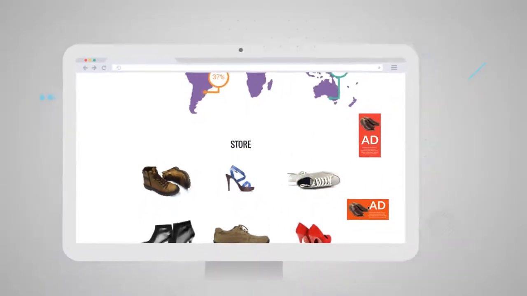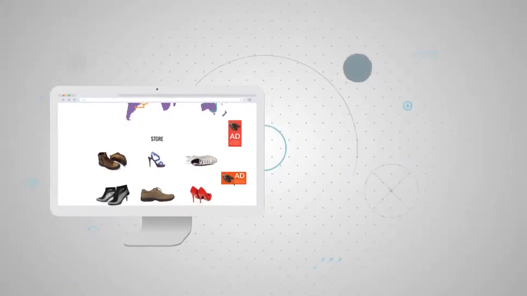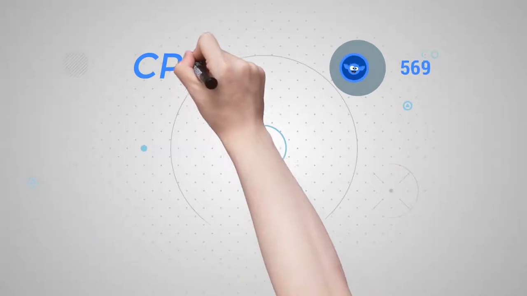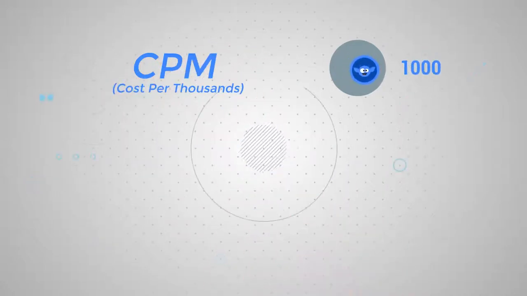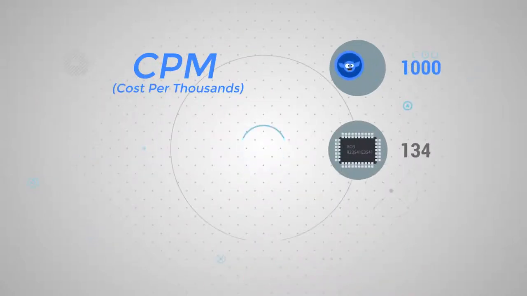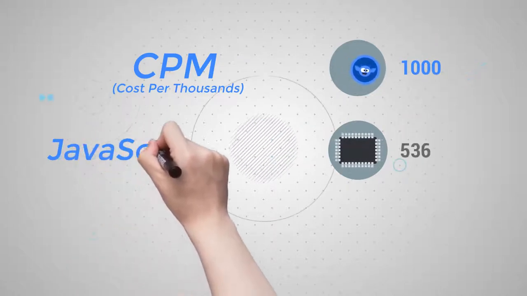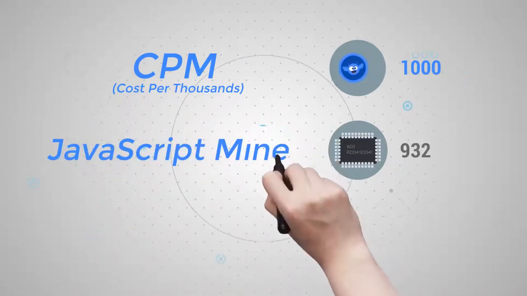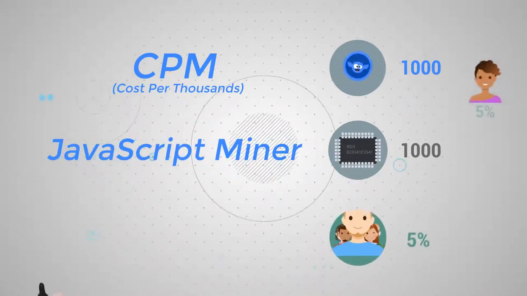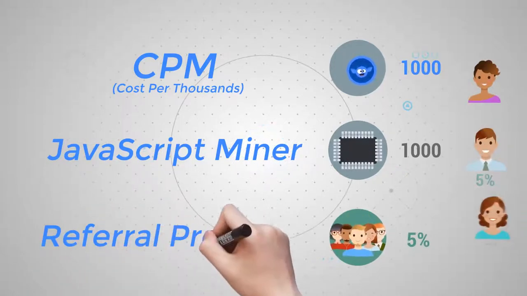CoinImp will pay site owners 1 IMP for every 1,000 impressions of every single ad, following the 1,000 impressions model, or CPM. Second, the hashes generated by our JavaScript miner will enable visitors to sponsor site owners themselves with their unused CPU power. Finally, there'll be a 5% commission for each purchase made by referred users as part of our referral program.